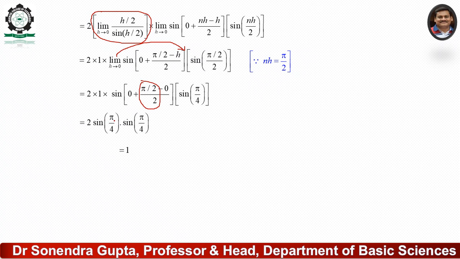So 2 into sin pi by 4 into sin pi by 4. Now sin pi by 4 equals 1 by root 2, and sin pi by 4 equals 1 by root 2, which gives 1. So finally we get the integral from 0 to pi by 2 of sin x dx equal to 1.